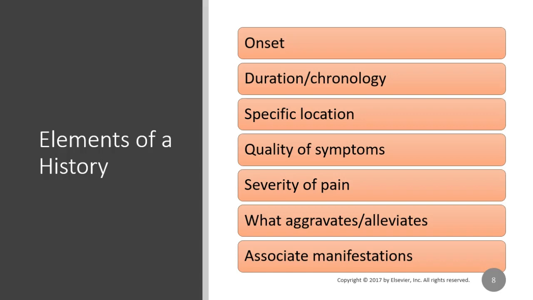Is it sharp? Is it dull? How is it on a pain scale? Is it just a low level pain that's just there all the time? Is it a severe, sharp, stabbing pain that's intermittent? Or is it there all the time? Is there anything that makes it better or worse? And what other things are happening with this? If you have the sharp pain, does it come along with also vomiting? Those are the kind of things that you're going to want to ask the patient.